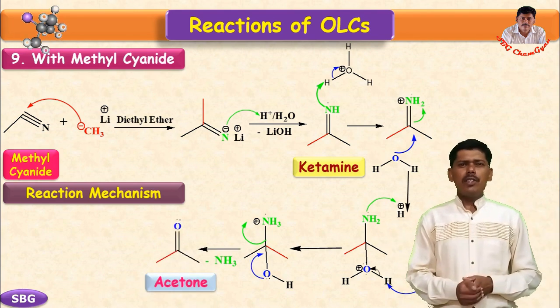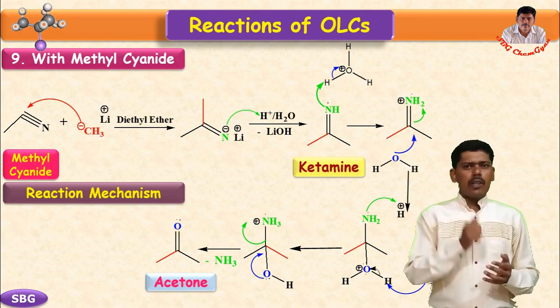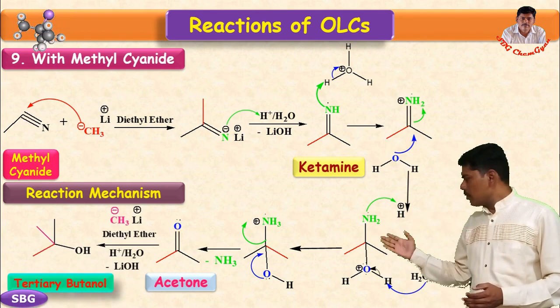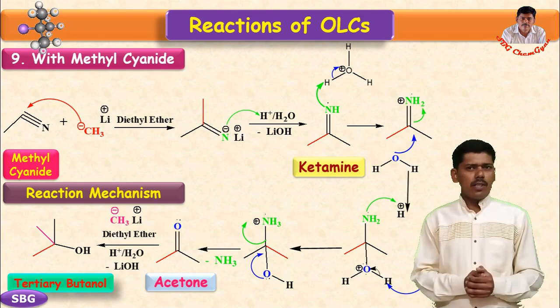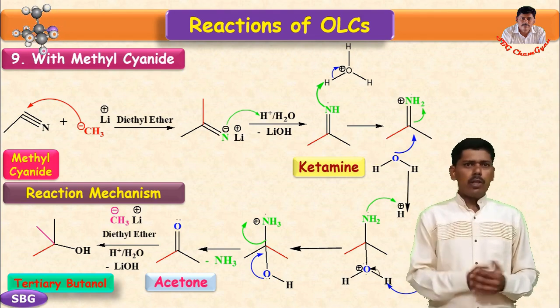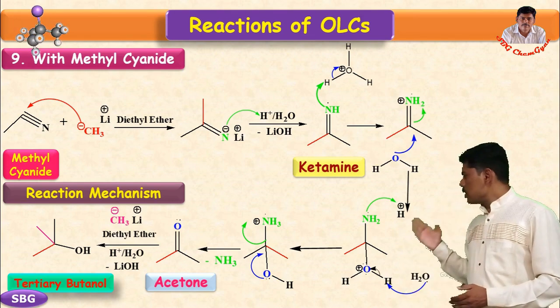Another molecule of methyl lithium reacts with acetone in diethyl ether, followed by acid hydrolysis gives tertiary butanol, which we can see in this reaction.